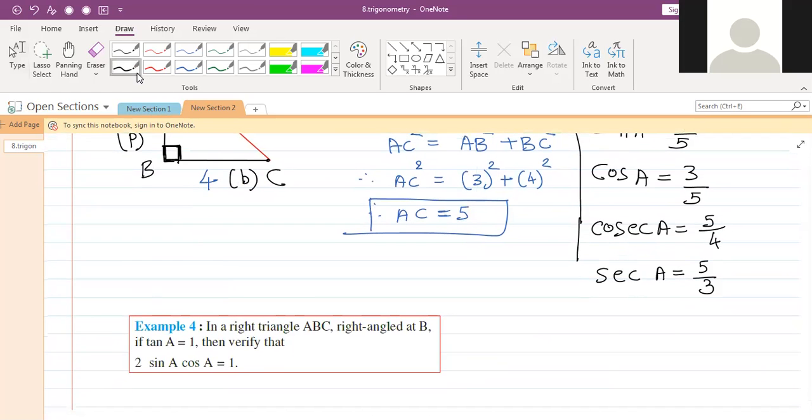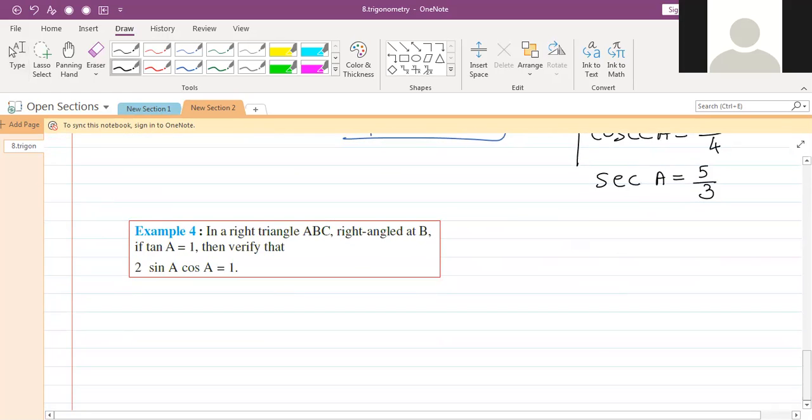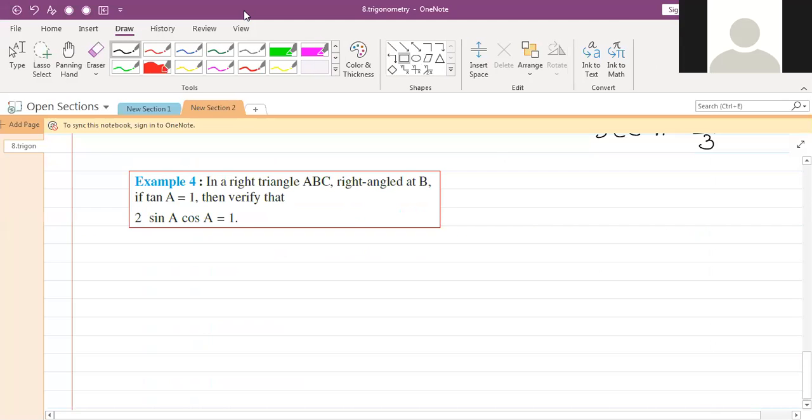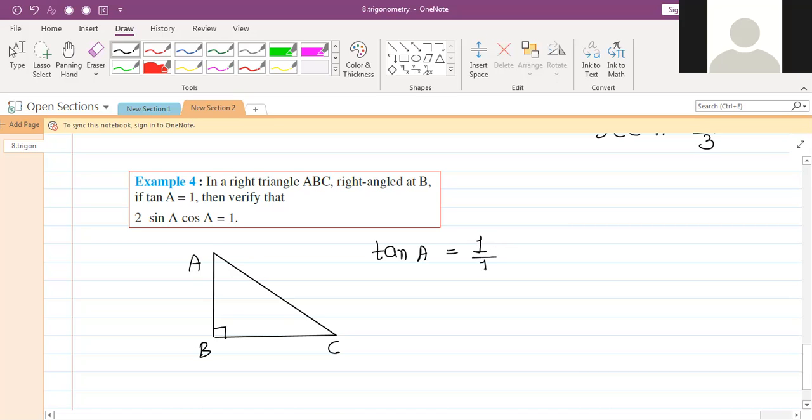In this example you can see that in right angle triangle ABC, B is a right angle given. So here we can draw the rough figure. In this one we have B as the right angle, and here we can consider A, and here we can take C. In this one they also give tan A is equal to 1. So we can also write this 1 as 1 upon 1.